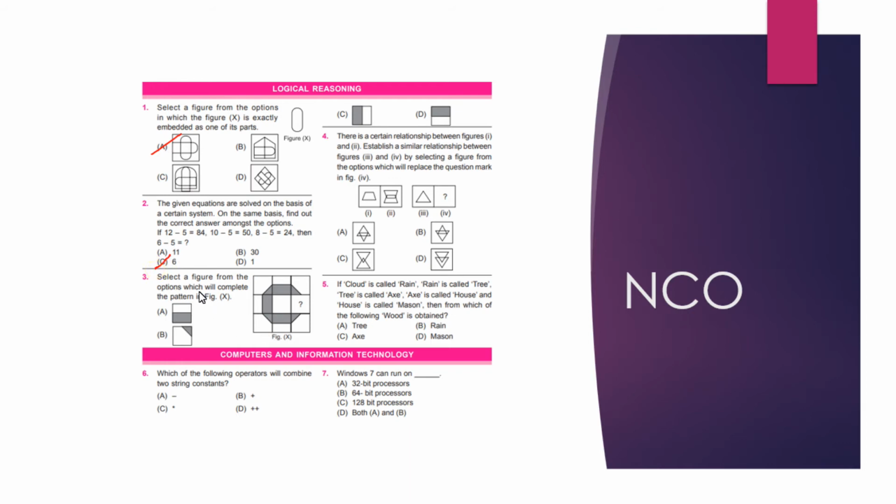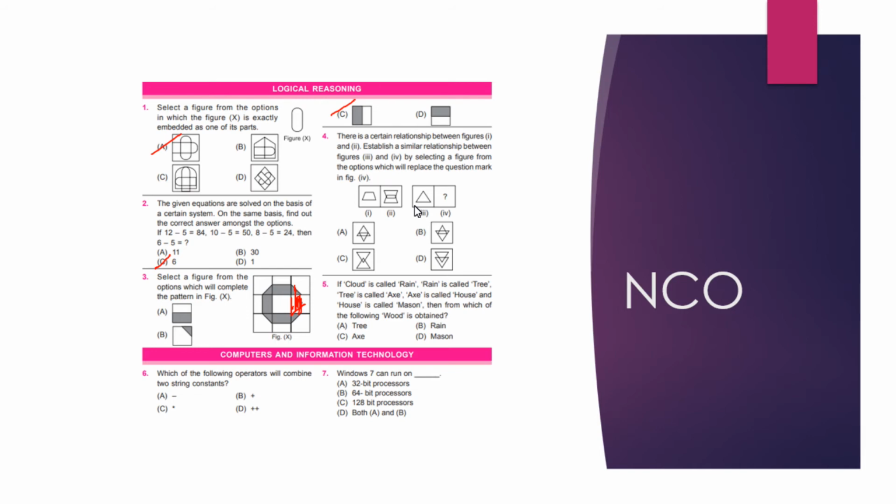Next, select a figure from the options which will complete the pattern. This is an octagon. What is the figure here? So this part will be obviously shaded. So obviously the answer is this thing, C.